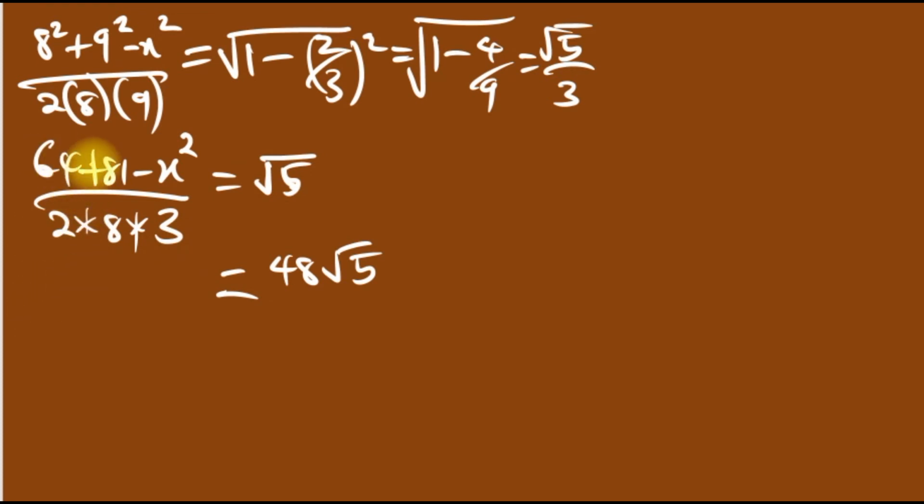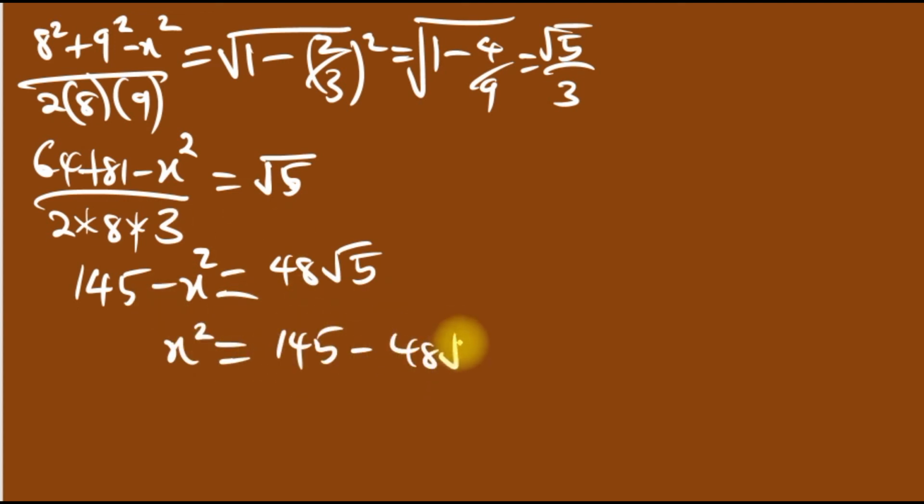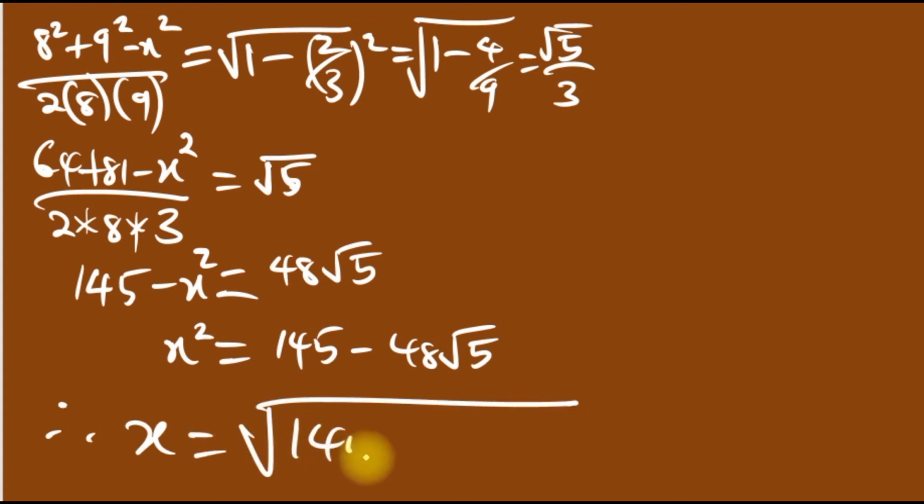While here is 64 plus 81 is 145 minus x squared. So making x squared the subject, it is now 145 minus 48 root 5. Therefore x, which we are looking for, is the square root of 145 minus 48 times root 5. So that's our answer.